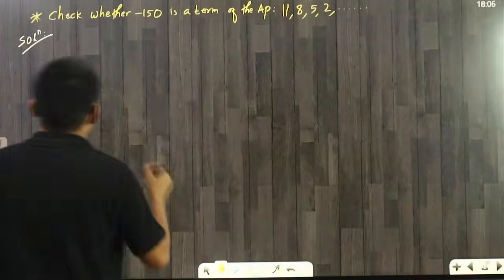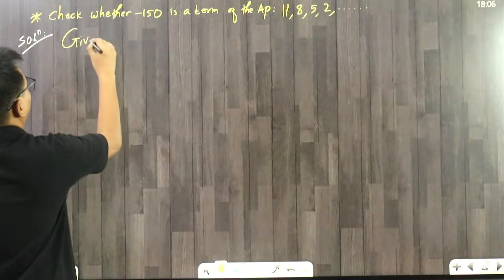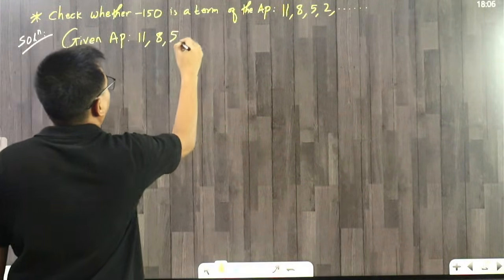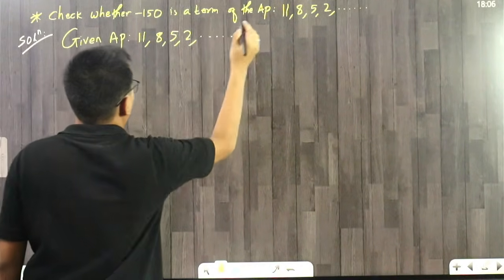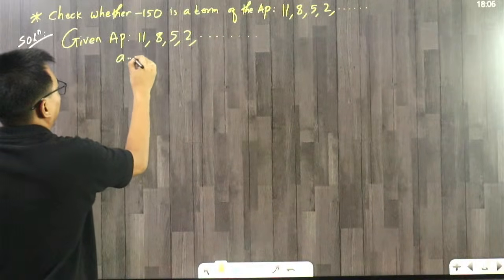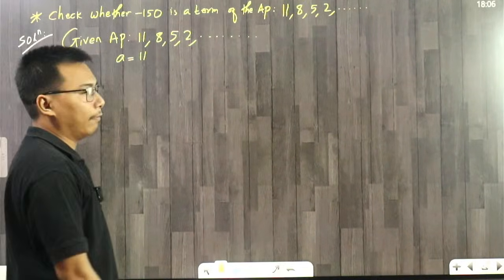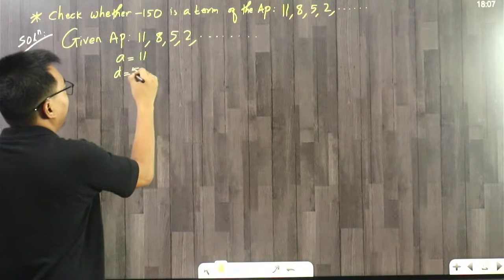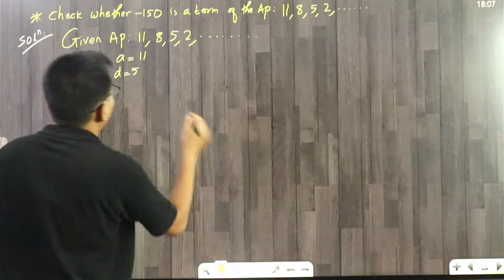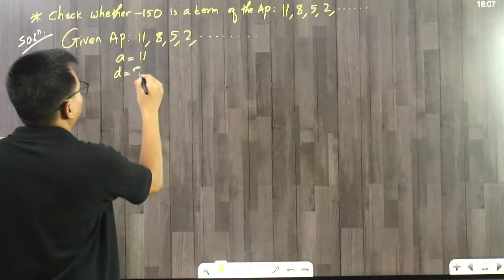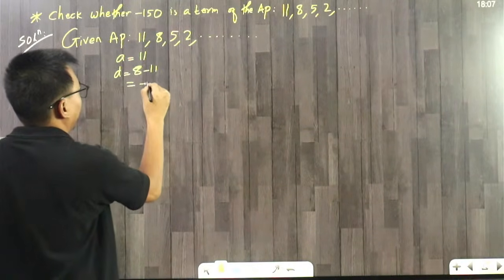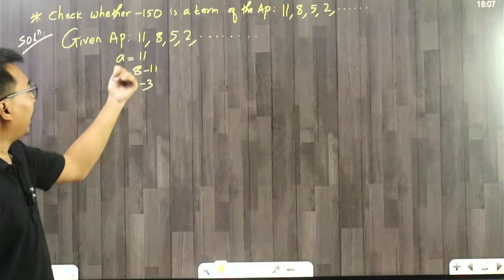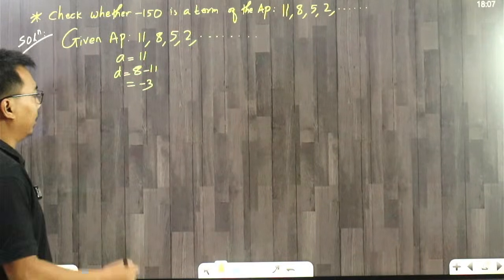First of all, let's write what's given. Given AP: 11, 8, 5, 2, and so on. Here, A is equal to 11, the first term. What is D? D will be 8 minus 11, which is minus 3. So we have A, which is 11, and D, the common difference, which is minus 3.